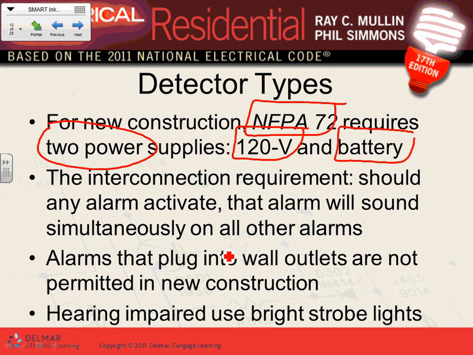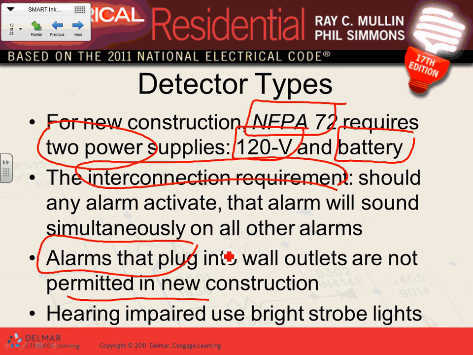Interconnection is required in dwellings and elsewhere. So if you have multiple fire alarm devices in your house or apartment and one goes off, what happens to all of them? They all go off at the same time. Makes sense, right? If there's a fire in the basement and you're on the second floor, you need to know that there's a fire in the basement. So they're all interconnected, and they wire them interconnected. New construction, you can't have the plug-in ones. The old ones, yes. So everything has to be wired.